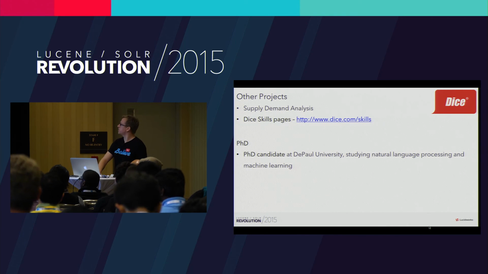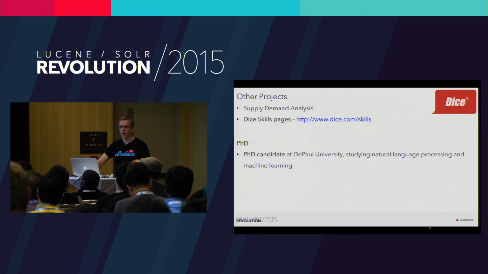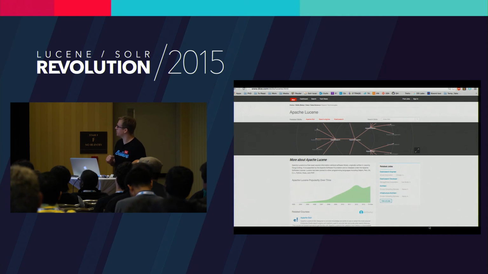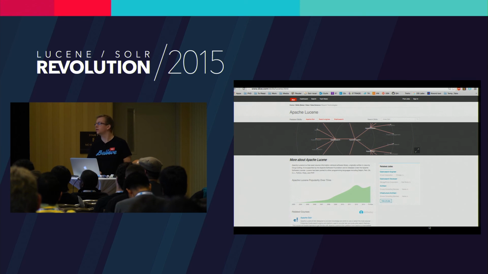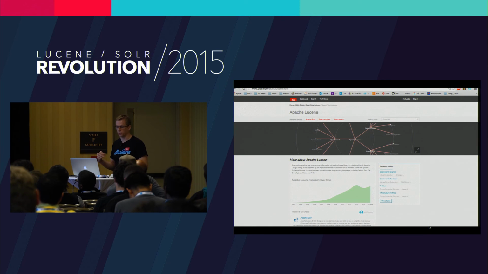Some other things I worked on at Dice.com are our skills pages. This is something we released a few months ago. If you go to dice.com/skills, you can look up technology skills on the site, such as Lucene or Solr, and you can get some interesting information about them. So this is a page for Apache Lucene. At the top here, it shows you the most related skills to Lucene, in this case, Apache Solr, search engines, and Elasticsearch. Those kinds of associations have been learned using algorithms that I will talk about in this talk, although that is not the goal of the talk.